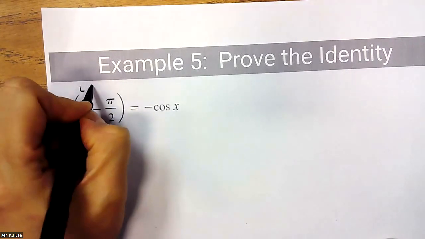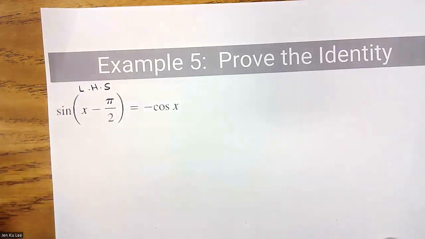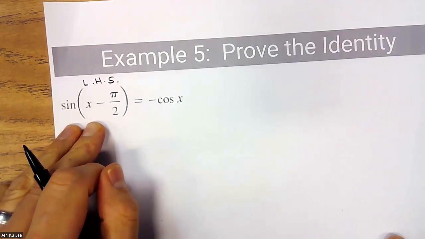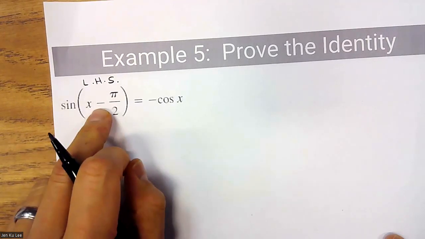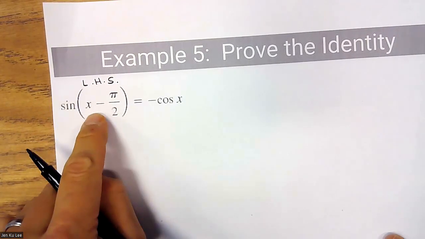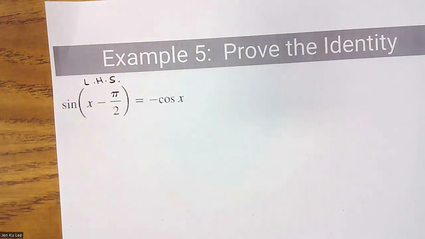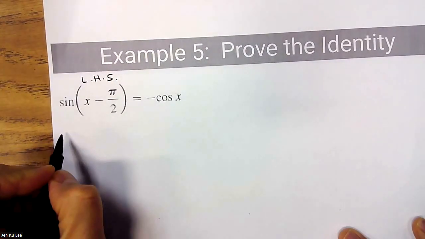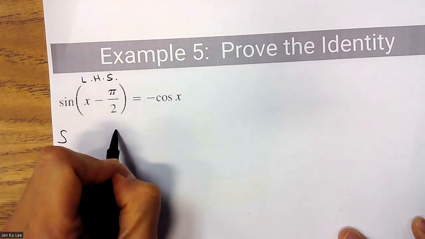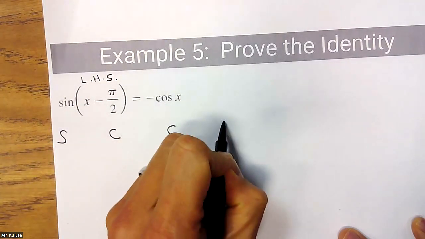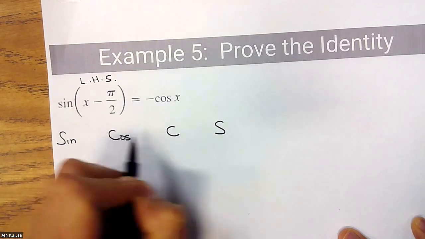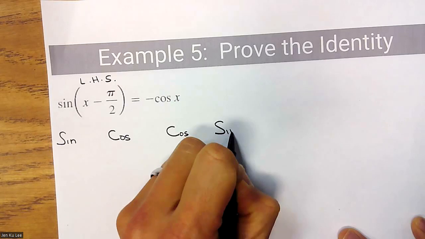So I'm going to be dealing with the left-hand side because it looks more complicated. And since it's a subtraction of two angles, I'm going to use the subtraction formula for sine, which is: sine can't change signs. S stands for sine, C stands for cosine.